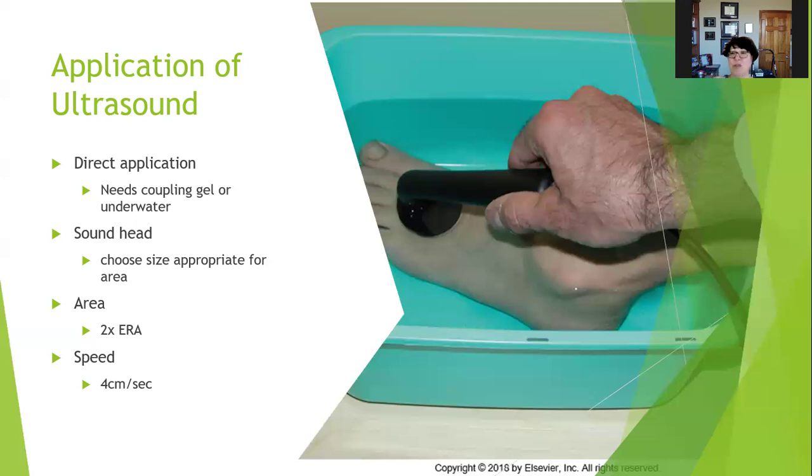You've seen people doing ultrasounds really fast, running the sound head super fast across the area. You're really not getting the best effect, so you want to go slowly, 4 centimeters per second. So if you're using a 2 centimeter sound head, and you're doing a 4 centimeter area, you're going to take a second to go across that 4 centimeter area. So pretty slow.